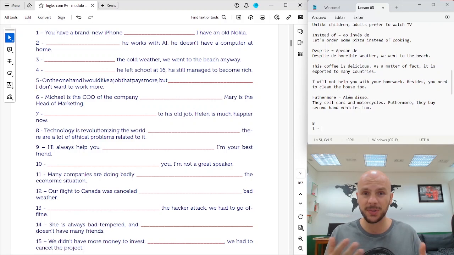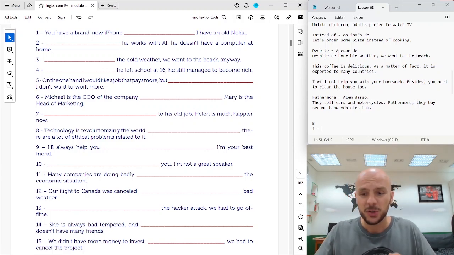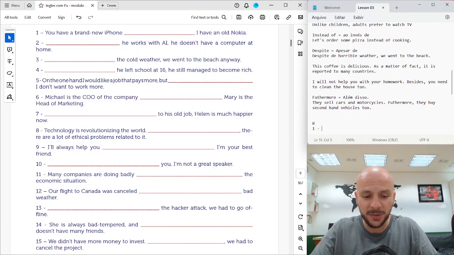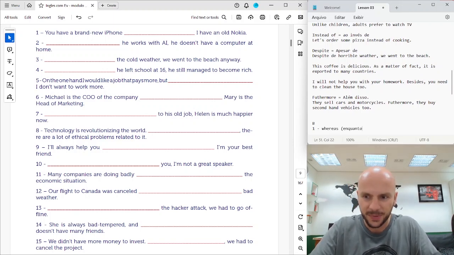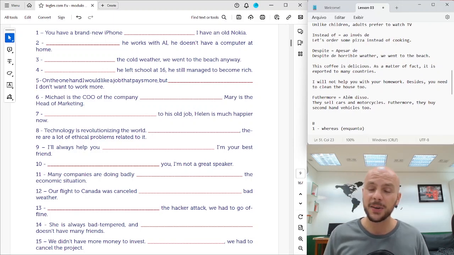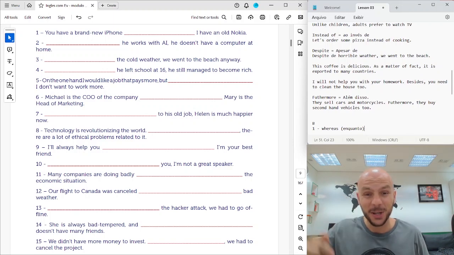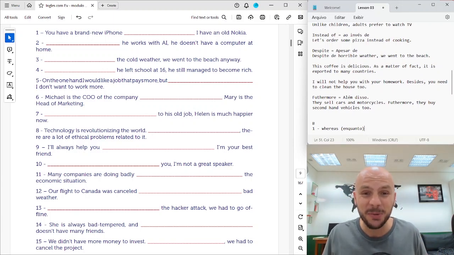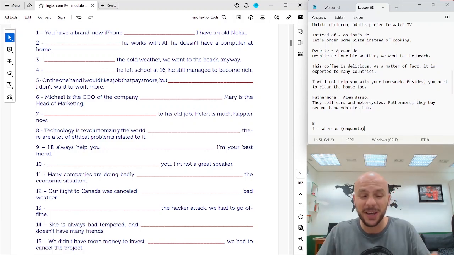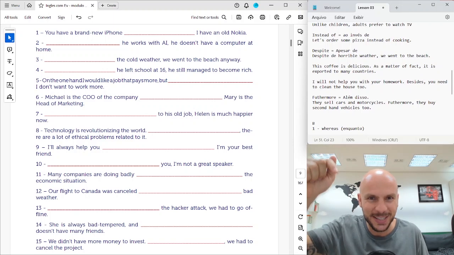So, contrast, right? Difference. You have a brand new iPhone. I have an old Nokia. So, you have a brand new iPhone, whereas, enquanto, I have an old Nokia. All right? Does it make sense to you? The idea of contrast here? Excellent. So now press pause, do this exercise, try to complete these sentences, and after that, we are going to correct them together. All right? So yeah, press pause now and do it.